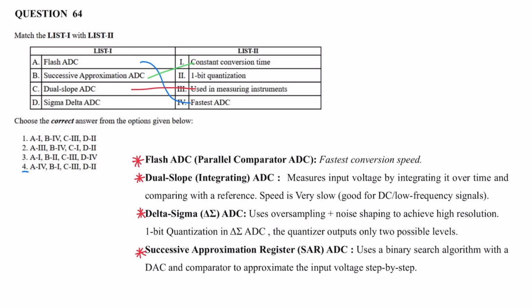Sigma delta ADC uses oversampling plus noise shaping to achieve high resolution. It uses 1 bit quantization. The quantizer output has only 2 possible levels. Sigma delta ADC is 1 bit quantization. Therefore, A4, B1, C3, D2. Correct answer option 4.